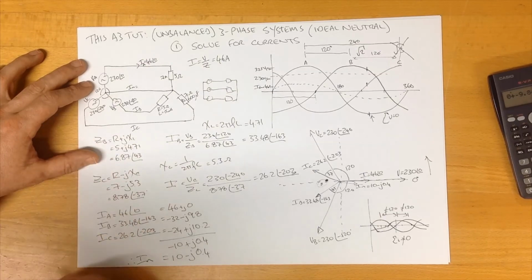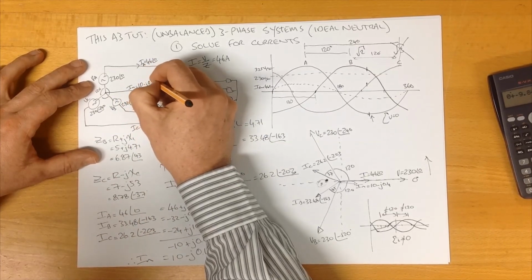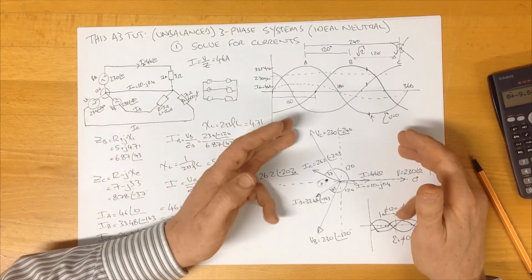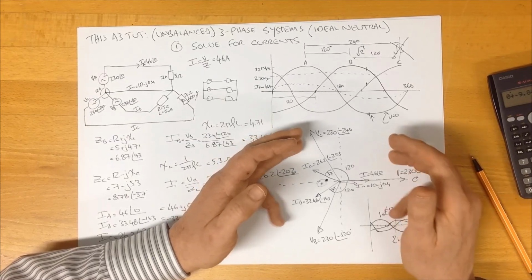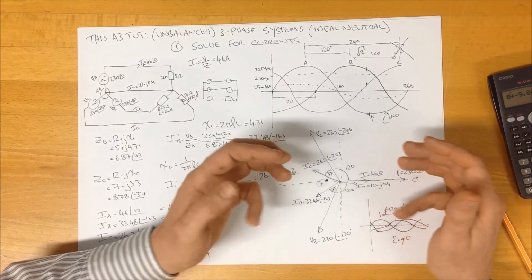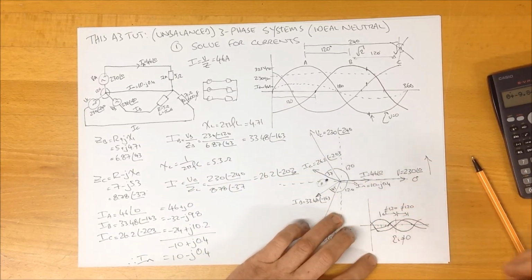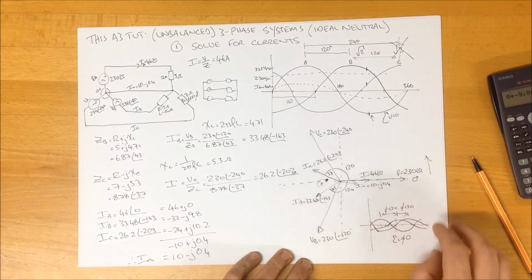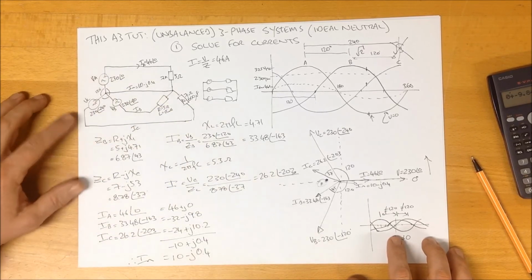IN is 10 minus j0.4. We've presented all three of our voltages and all four of our currents here, including our neutral, in our phasor diagram, and I showed our phasor currents in the time domain to show you that they don't all add up to zero. That's why we have a neutral current.